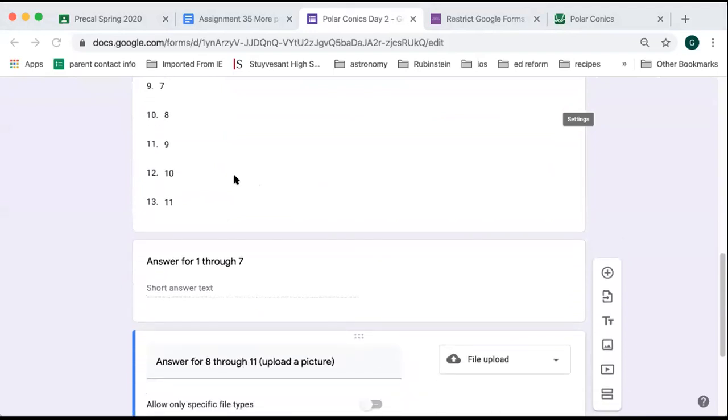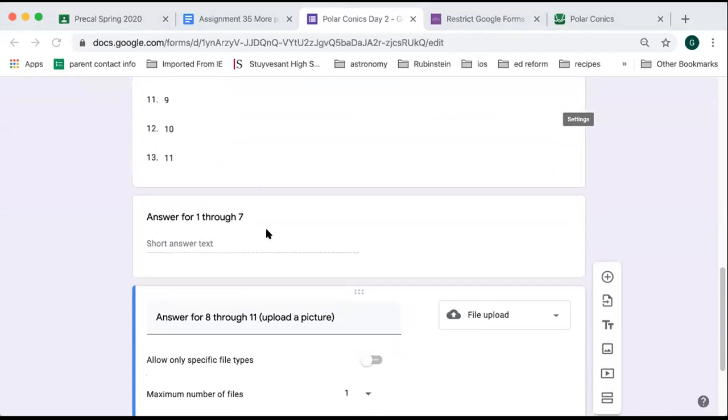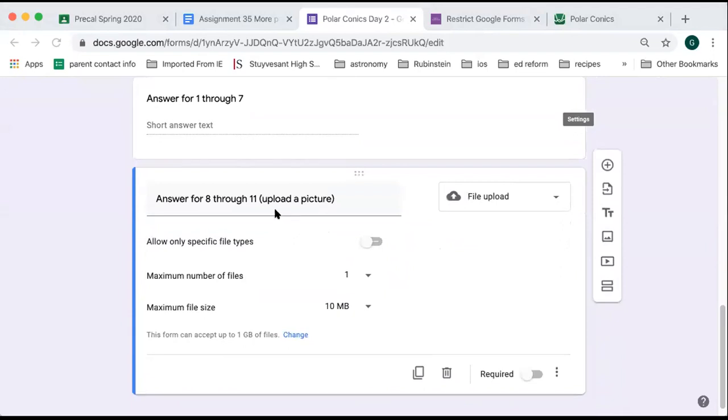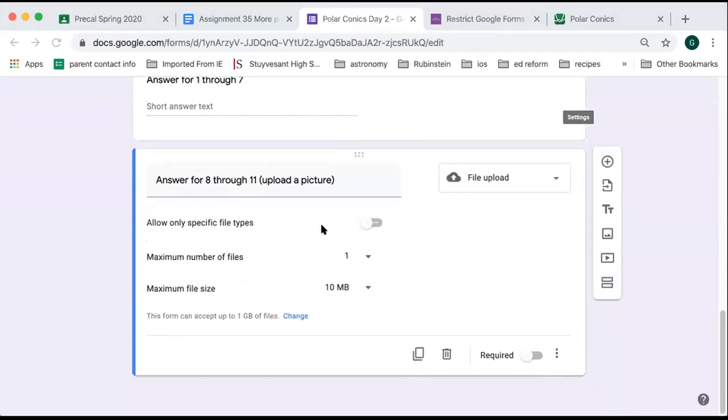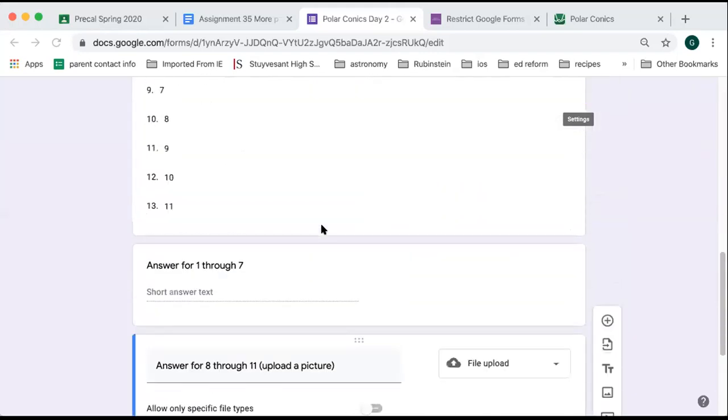And then 1 through 7 are short answer questions. So for those, you could just type in the short answer text. But 8 through 11 are graphs. So someone in the group will take a picture and try to upload it. So basically, you have a group activity right now to try to do the 11 questions.